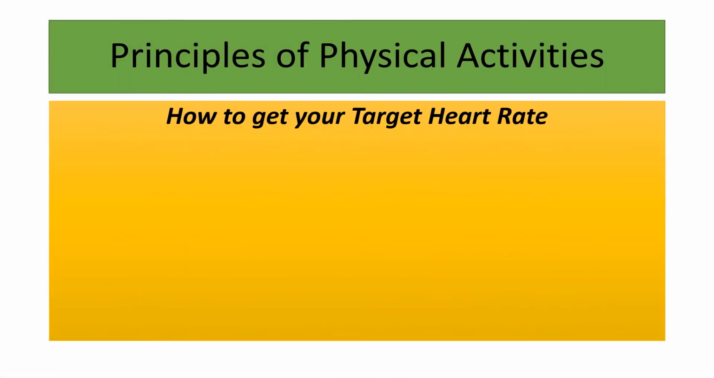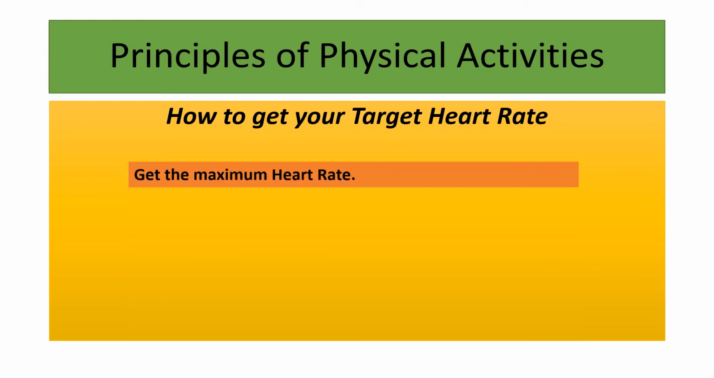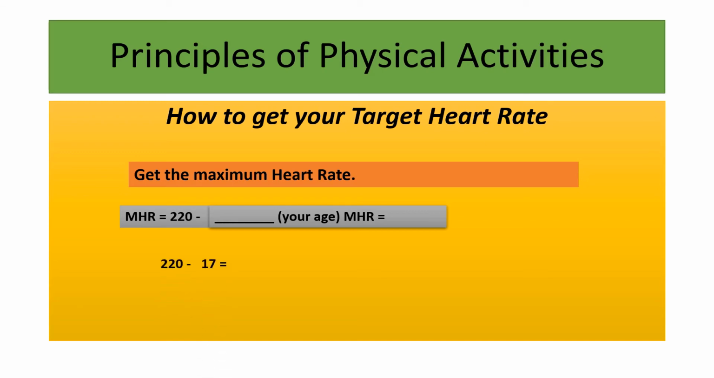How to get your target heart rate? So first, we have to get the maximum heart rate. It is given. Our MHR, or the maximum heart rate, is equal to 220 minus your age. Okay? So our MHR is 220.